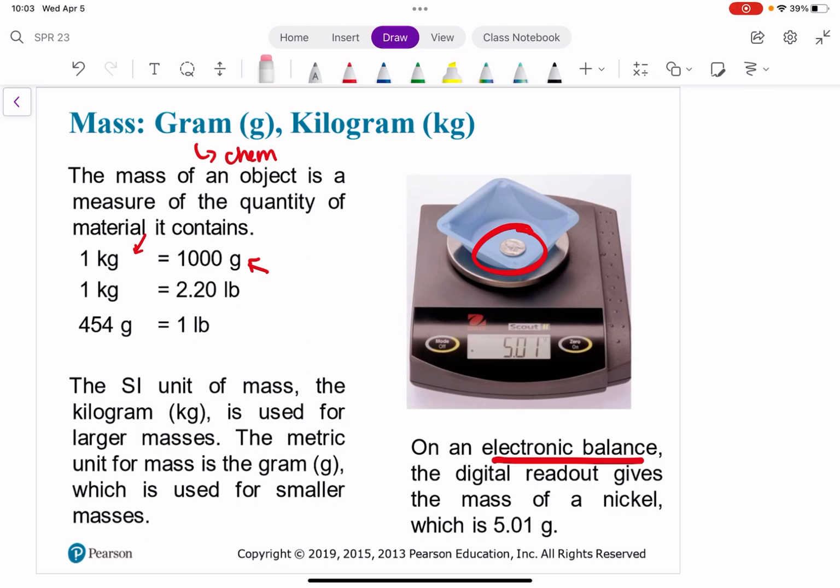But in physics, for instance, just as an example, they often measure things in kilograms. And the reason for that is that they're usually measuring larger objects in physics, right? Sometimes as large as cars or stuff like that. So they don't want to be writing out a large number all the time in physics. Whereas in chemistry, we would rather measure in grams.